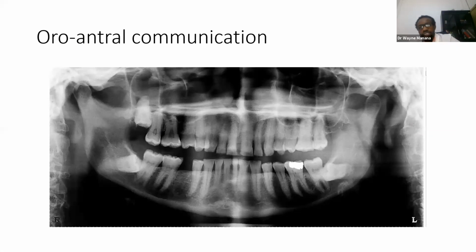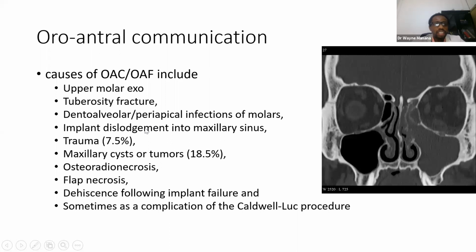Another complication, which is almost similar to a root in the sinus, is oral antral communication. It occurs particularly for patients with long roots or impacted upper eights. The causes are extraction of upper molars, patients with tuberosity fractures, patients with periapical infections, or our dental implants might get dislodged into the maxillary sinus. So this is a CT scan or CBCT. This is our maxillary sinus. The one on the left is opacified.